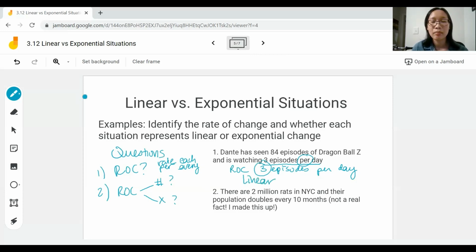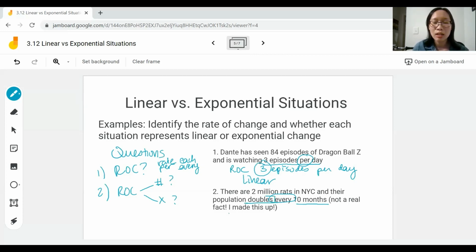I see it's 3 episodes per day, so this is just a number, which tells me this is a linear situation. In my second example, it says there are 2 million rats in New York City and their population doubles every 10 months. This is not a real fact, I just made it up, so it's just an example. All right, so my first question is, what is my rate of change? I see looking for keywords, and I see the word every, and so 10 months is my unit. This is my period of time that I'm measuring.